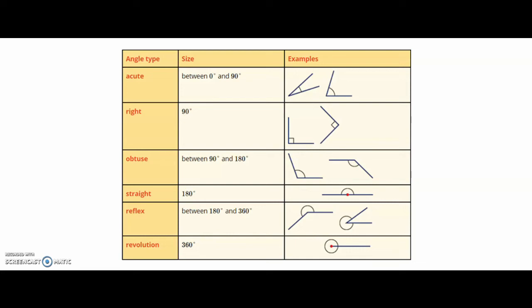There are a number of different types of angles as seen on the diagram in front of us. They are all based on the measurement of the angle inside the two intersecting lines. You can see there we have acute, right, obtuse, straight, reflex, and revolutions. These are all angles that we will be able to identify today after measuring our angles.